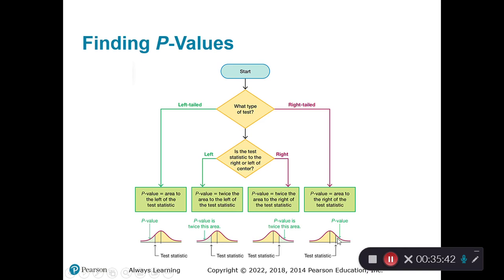On the other hand, if your test statistic is over here to the right of the center, then the p-value will be the area to the right of that test statistic. And if you have a one-tailed test, that's it. It's just area to the right. So a left-tailed test would be area to the left, or area to the right only. A two-tailed test would take whatever tail area you're finding and then mirror that on the other side, so that essentially you're multiplying that area by 2.